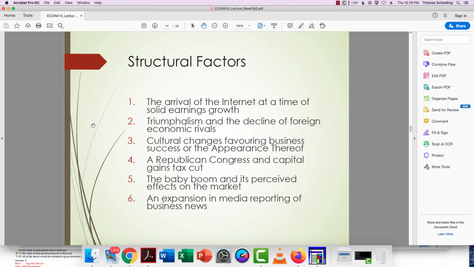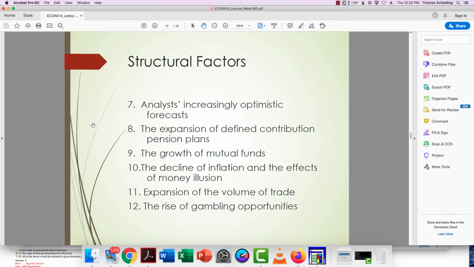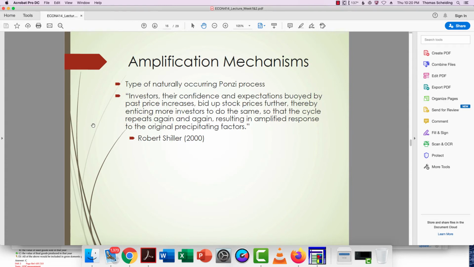So what are some of these structural factors? Well, part of it is this idea that the internet was part of this. Other things that are a part of this would be things like lowering taxes, and even the political environment is part of this. It's much easier to buy stocks and bonds than it used to be. Traditional pensions have gone away, and everyone now does things through their 401k, so there's all this money out there. And then things start to get amplified.